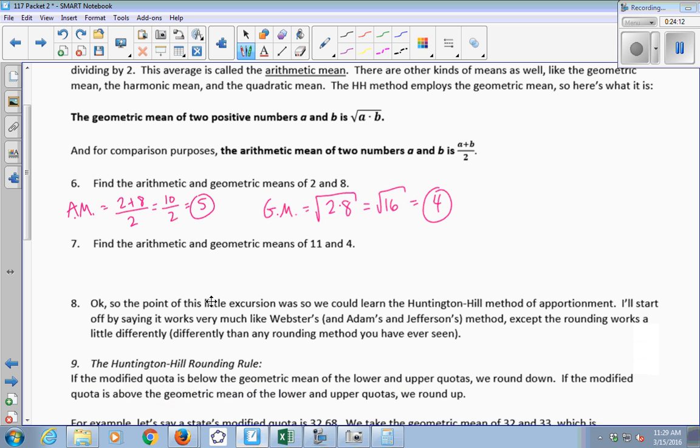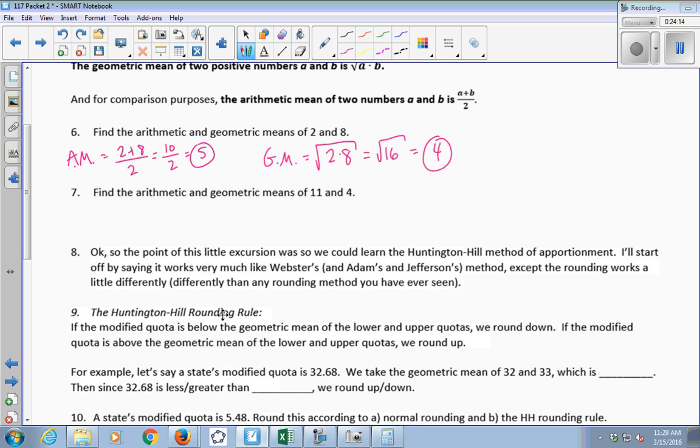All right, let's do one that doesn't come out quite so pretty. What if you have two numbers that don't have an equal square root? That's what we're going to do in the next example. This one came out nice because 16 was a perfect square number and we could just do the square root in our heads. So this next one doesn't come out as nice.